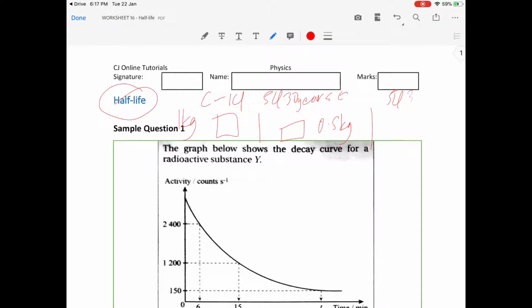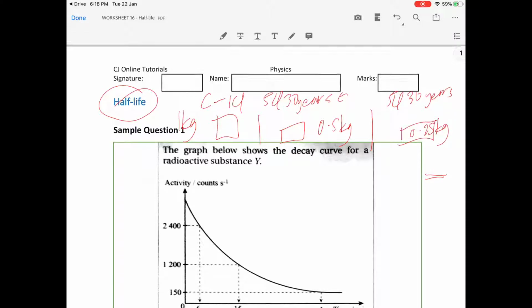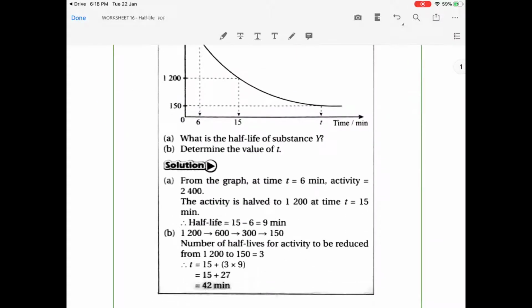The next 5,430 years, you become 0.25. There should only be 0.25 kilograms left. Okay, it will keep continuing until there's nothing left. That's how scientists define the half-life of a radioactive element. Okay, knowing this, let's try a question.